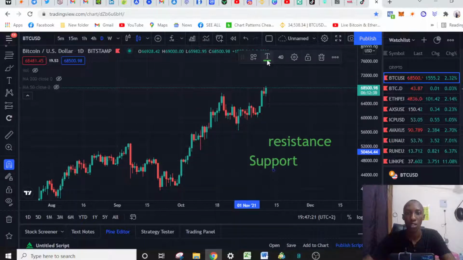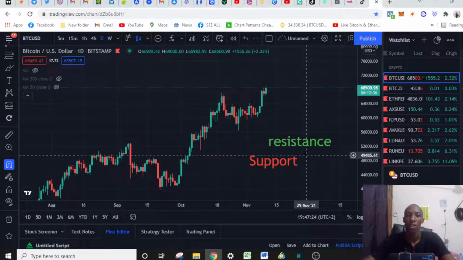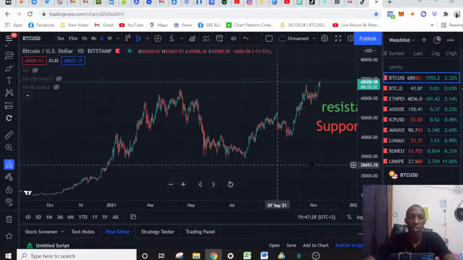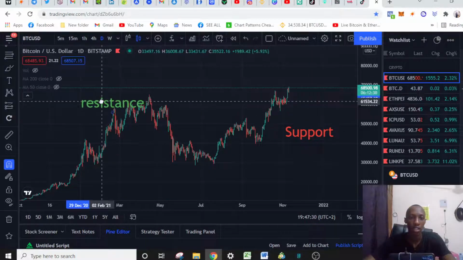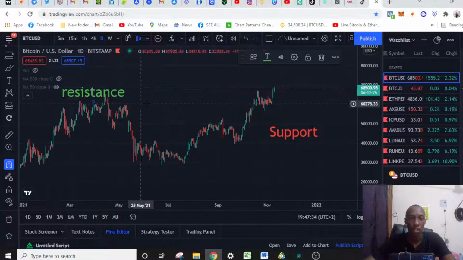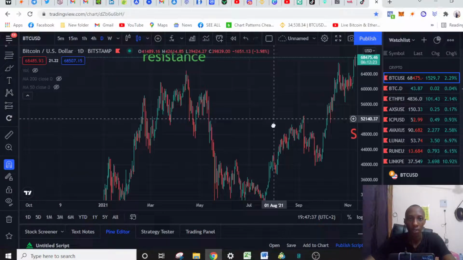So let me just make this. Okay. So what is resistance and what is support? Resistance is basically... this is a very good example of resistance. See, price was coming in this region.